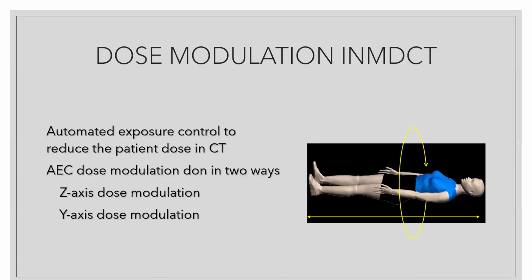And dose modulation in CT, like automatic exposure control, is to reduce the patient dose in CT. It can be done in two ways. It can be done either in Z-axis or in Y-axis modulation.